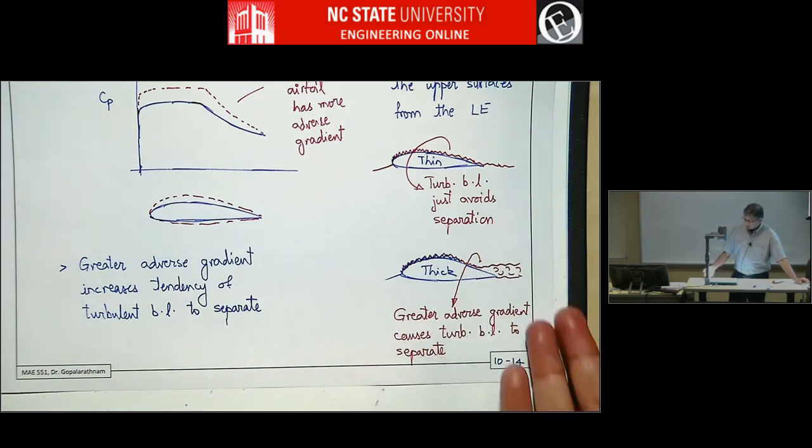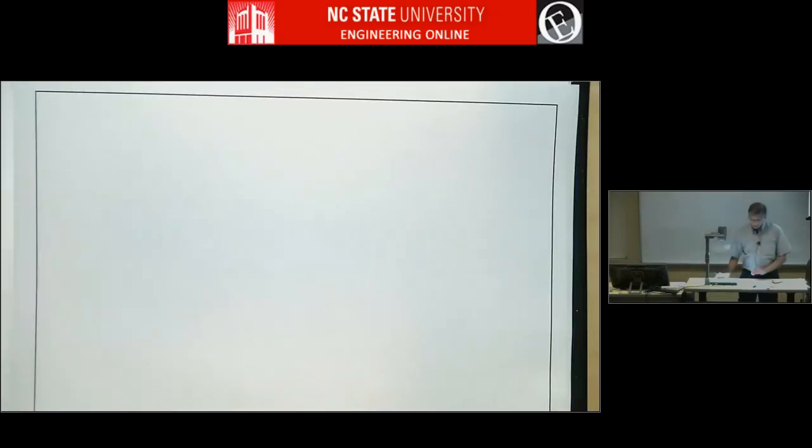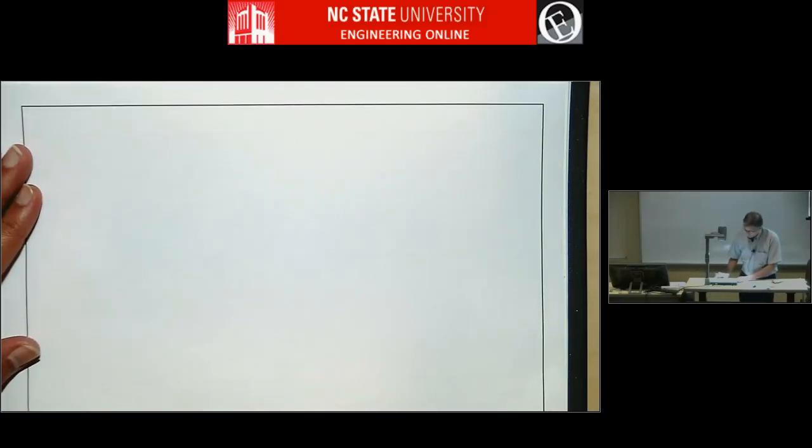So bottom line, and this is kind of intuitive. If you have a thick airfoil, you know that towards the back of it, it's going to have separated flow, whereas a thinner airfoil is going to have attached flow throughout, right? That's really all we are talking about. Now, let's look at the effect of Reynolds number.